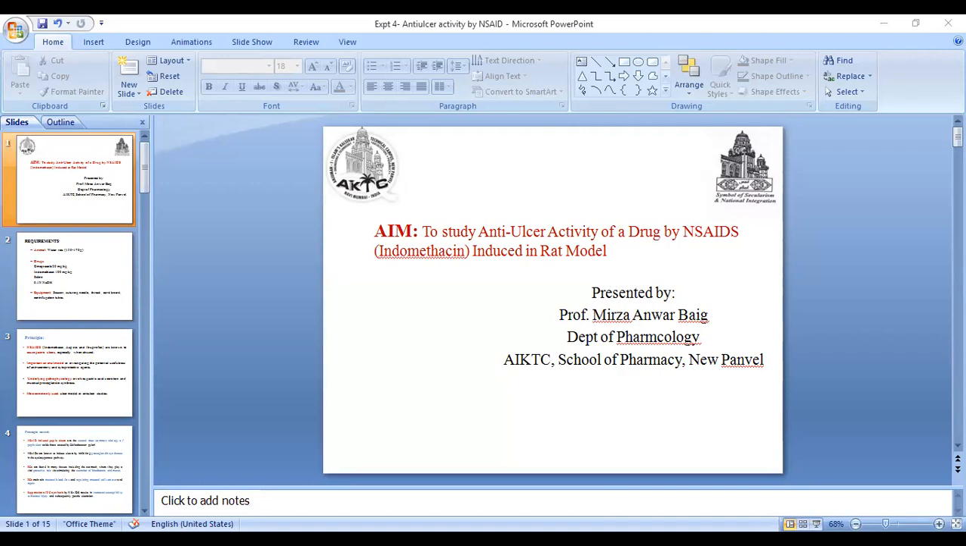Why preclinical? Because we are using rat. Okay, this is the first point. Second point is in preclinical, we are going to observe anti-ulcer activity. So why are we finding out anti-ulcer activity even though so many well-established drugs are available? Established drug means they are well accepted for anti-ulcer activity.